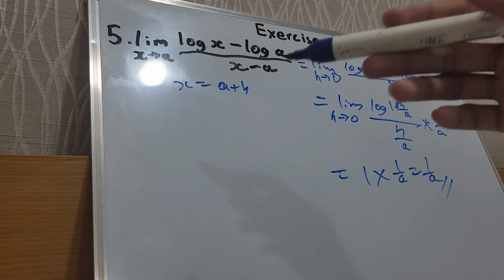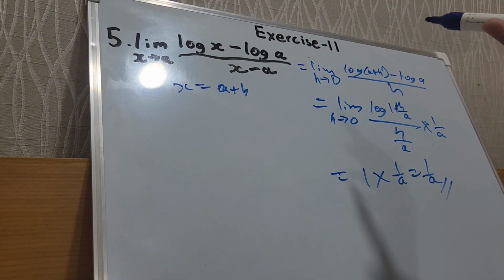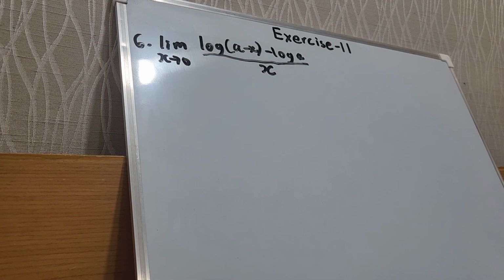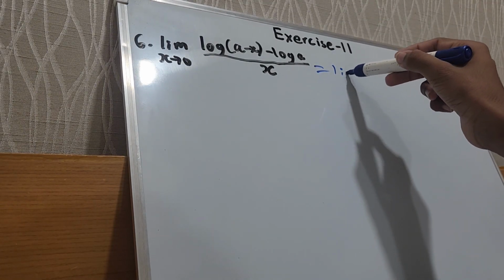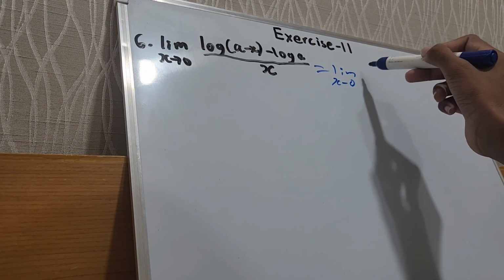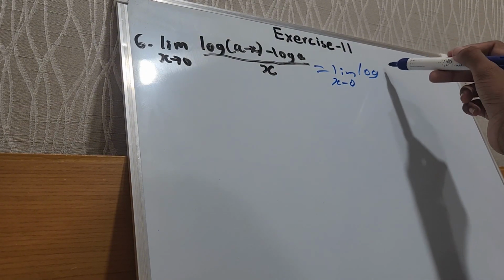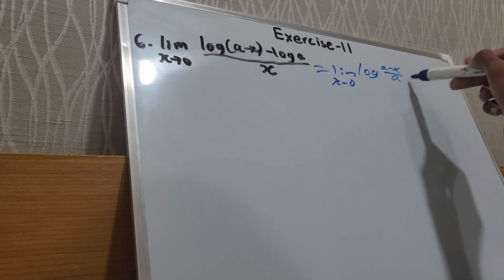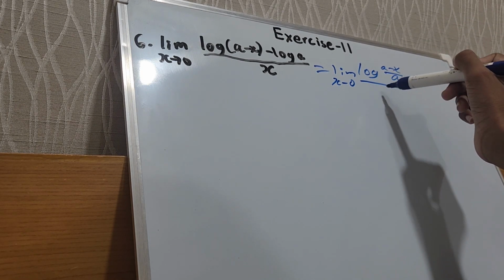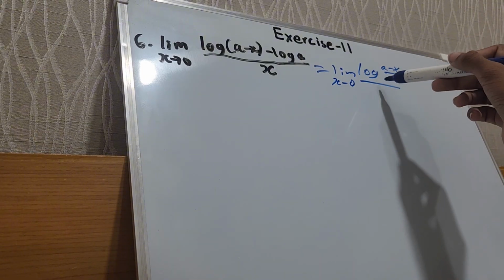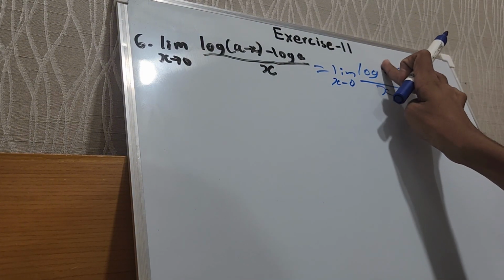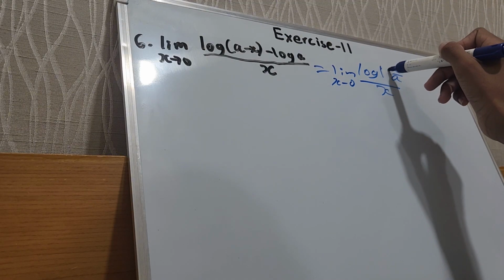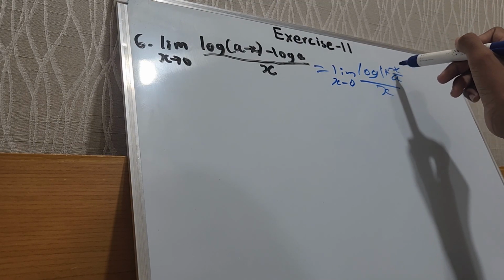So now let's move on to the last question of this whole exercise. So now we're on the last question. Limit x tends to 0, log (a minus x) minus. So what we're going to do is limit x tends to 0, log (a minus x) by a as per the formula, same x over here, and this we can write like I told last time, 1 plus minus x by a.